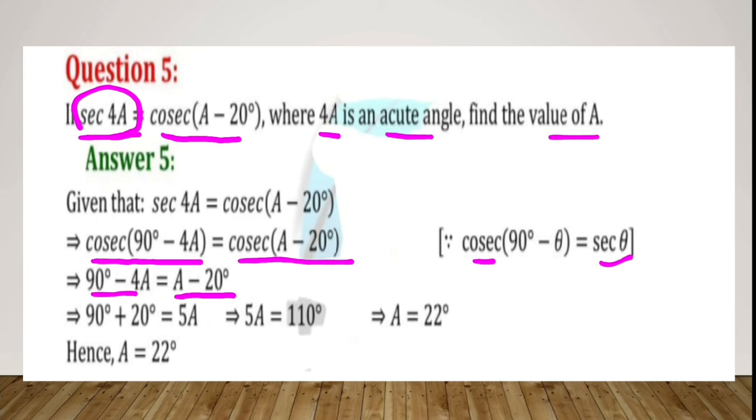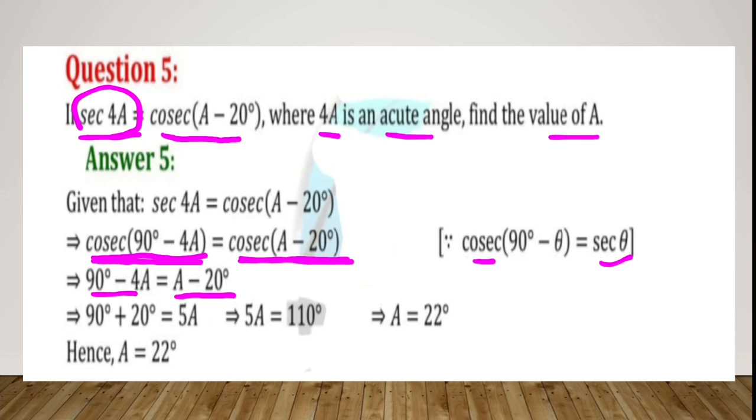One important thing is you cannot cancel cosec from both sides. Means you cannot write I am cancelling this cosec and this cosec. No, you cannot write in this way. Okay, this is not an algebraic expression. Here it is given that cosec of this angle is equal to cosec of this angle. That means the value of the angle will be the same. That's why 90 minus 4a is equal to a minus 20.